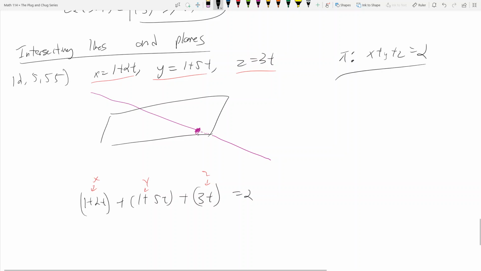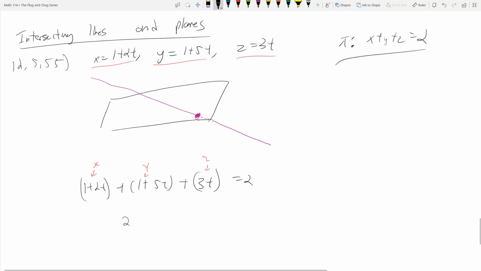So now I've got to solve for t. This becomes 2 plus 10t is equal to 2. Okay, and it looks like t is equal to 2/5. Alrighty, and now, what? Oh wait, I'm dumb. t is equal to 0. Subtract 2 from both sides. 10t is equal to 0, and t is equal to 0. Whoops.